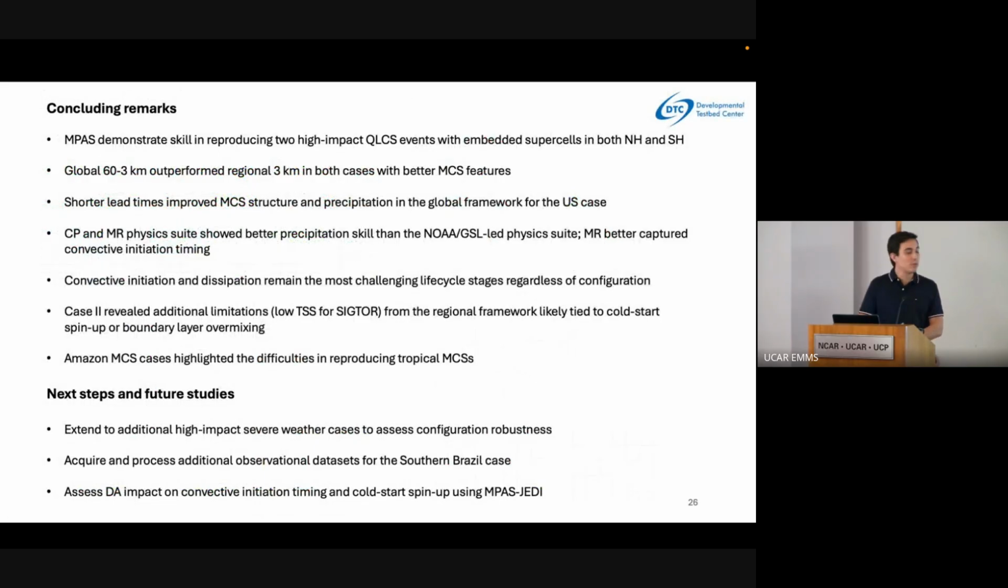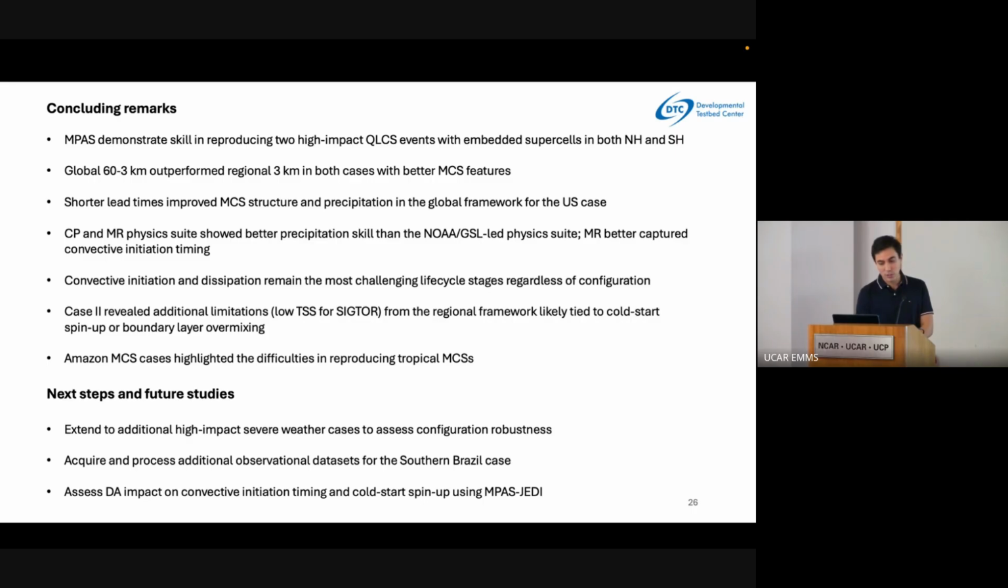So some concluding remarks: MPAS demonstrated skill in reproducing two high-impact quasi-linear convective systems over mid-latitude regions with embedded supercells in both the Northern Hemisphere and Southern Hemisphere. The global 6 to 3 kilometer simulation outperformed regional 3 kilometer in both cases with better MCS features. As expected, shorter lead times improved MCS structure and precipitation in the global framework.